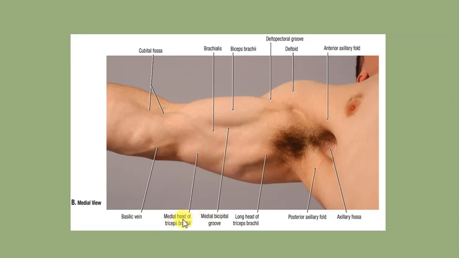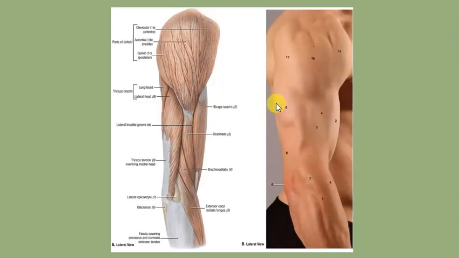You have the medial head of triceps brachii. Then you have basilic vein, which is passing here. You have the cubital fossa. Under the cubital fossa will have the median cubital vein passing through here, the vein which is very important in the drawing of blood in clinical procedures.